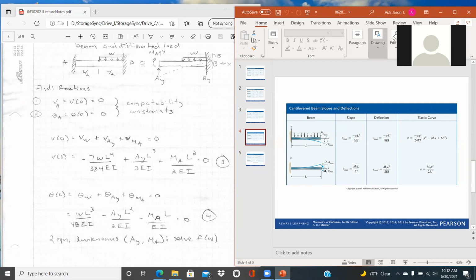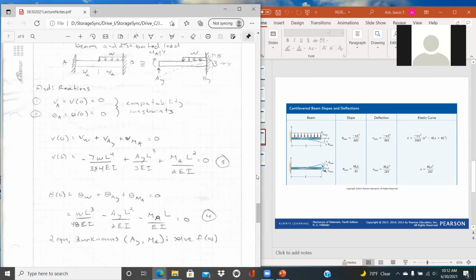And so we now have then 2 equations and 2 unknowns. AY and MA are unknowns with respect to WL and EI. And so that's our goal of solving the reaction forces, is getting those in relation to the loading and the geometry, so that we can uniquely define those based on those parameters.